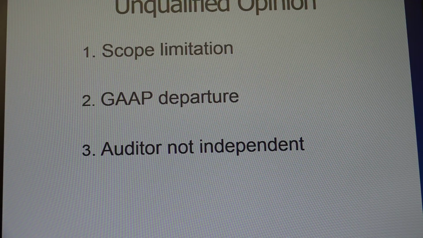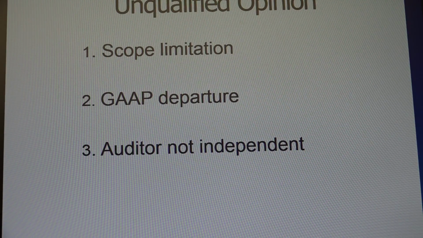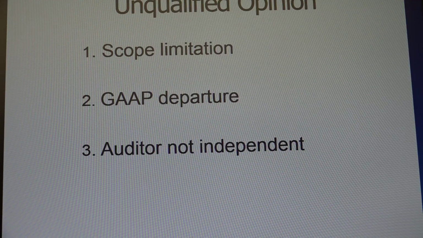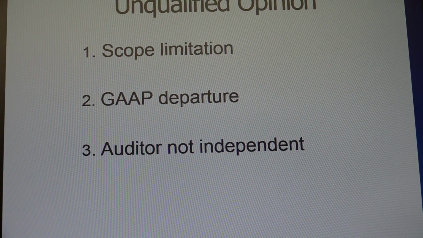So why would a company limit the scope of the audit firm's work? Well, we'll talk about that when I come back.